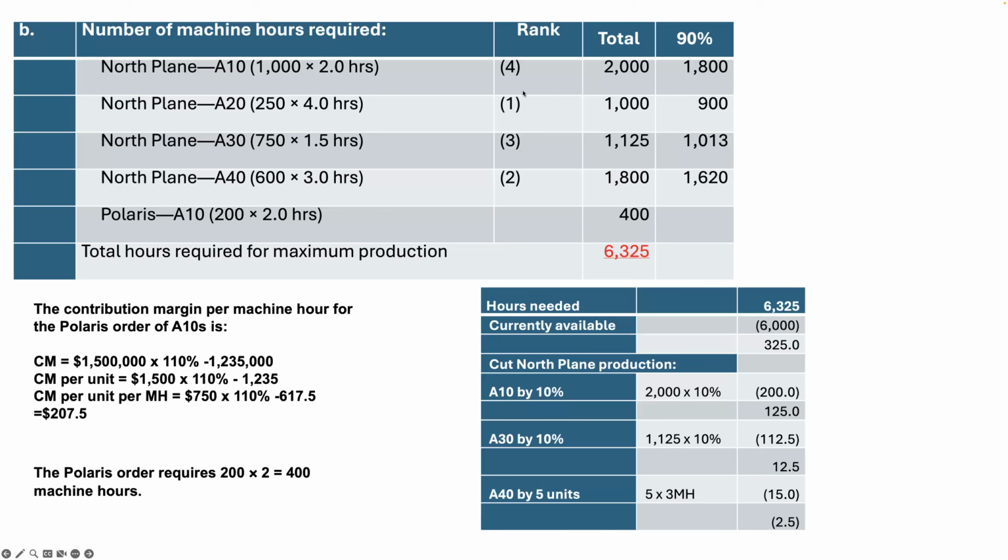So I have 4, 3, and now 2, that's A40. For A40, each unit requires 3 hours. To make 12.5, if I cut 4 units, 4 times 3 would be 12. That's still not enough. If I cut 5 units of production, I get 15 hours. So that's enough to cover the shortage. So that's what is actually going to happen.